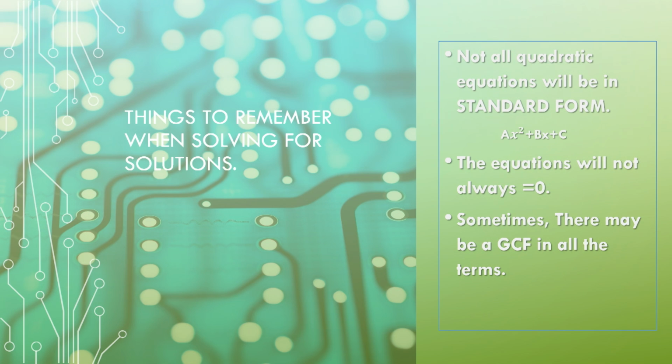It says things to remember when solving for solutions. Not all quadratic equations will be in standard form. We've learned that standard form is ax squared plus bx plus c. The equations will not always equal 0. Remember, our zeros are when it crosses the x-axis. And sometimes there may be a GCF in all of the terms. So let's see what we're doing.